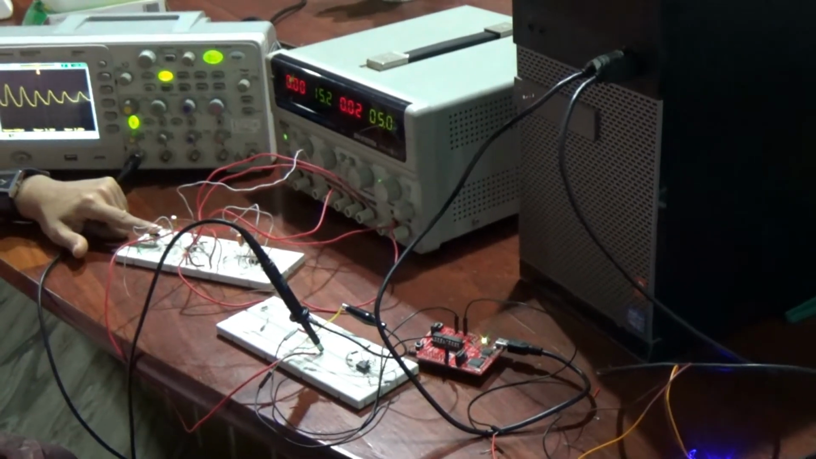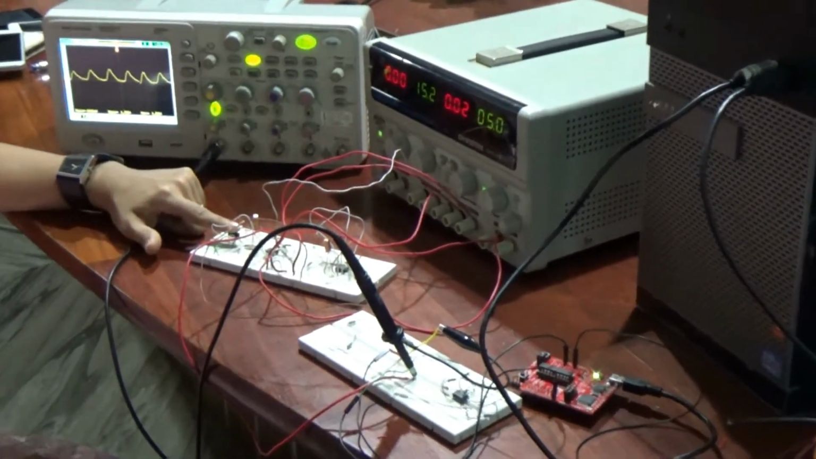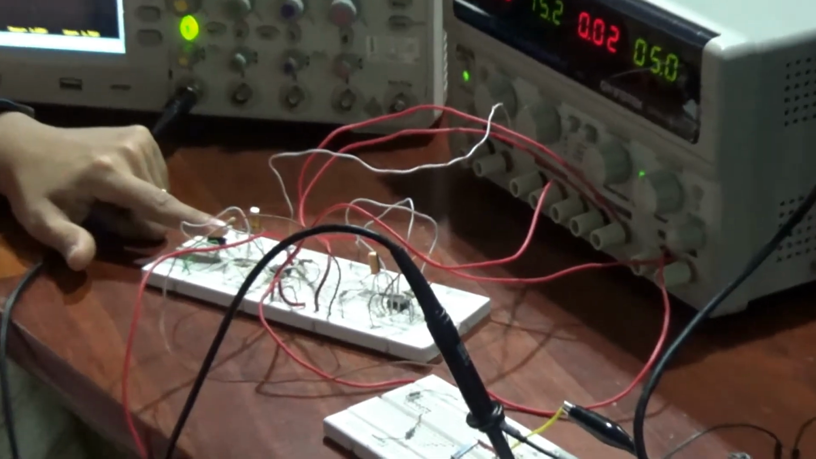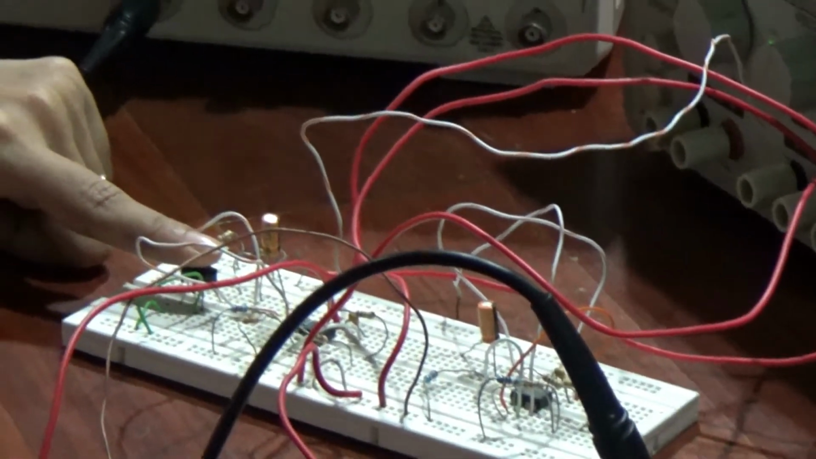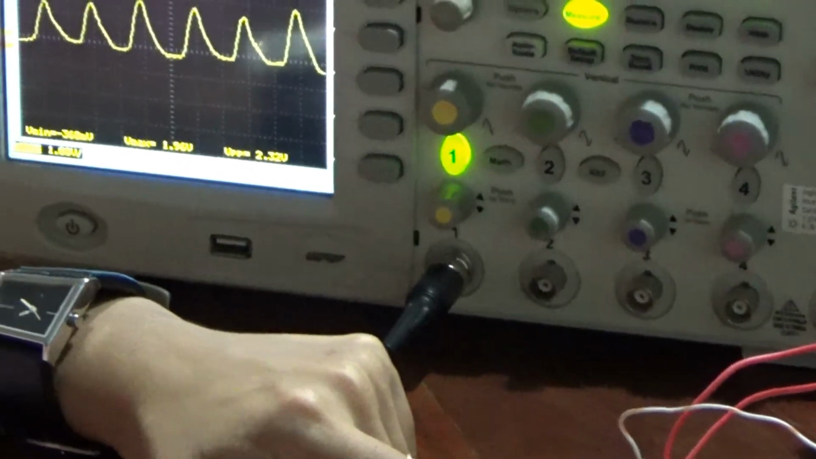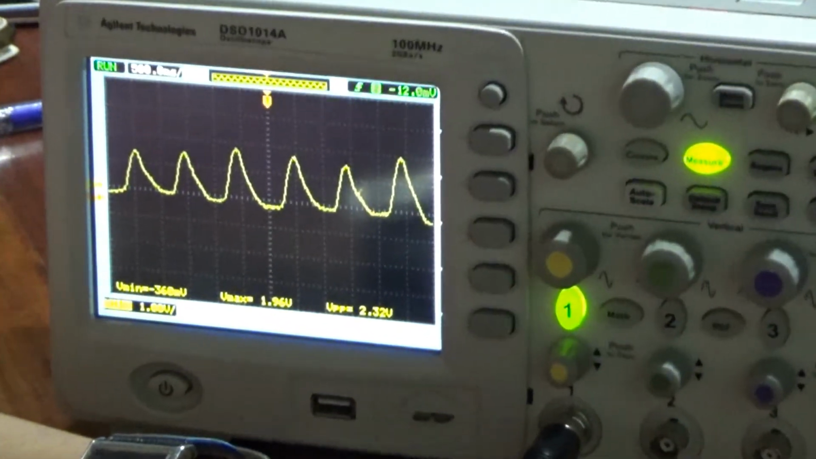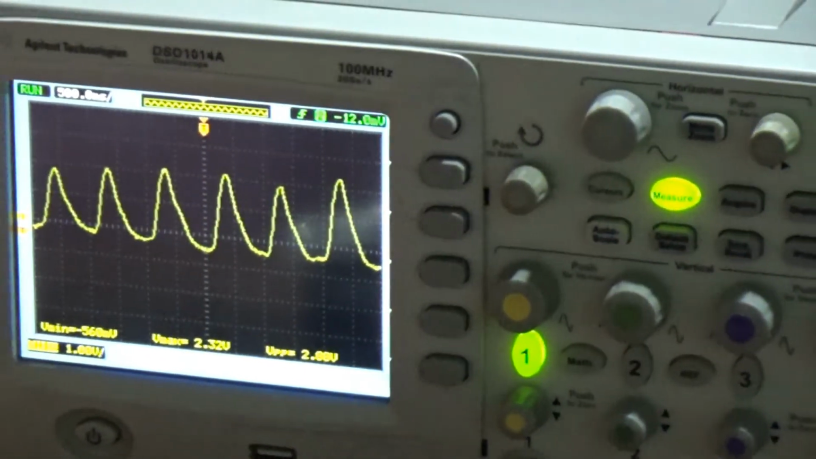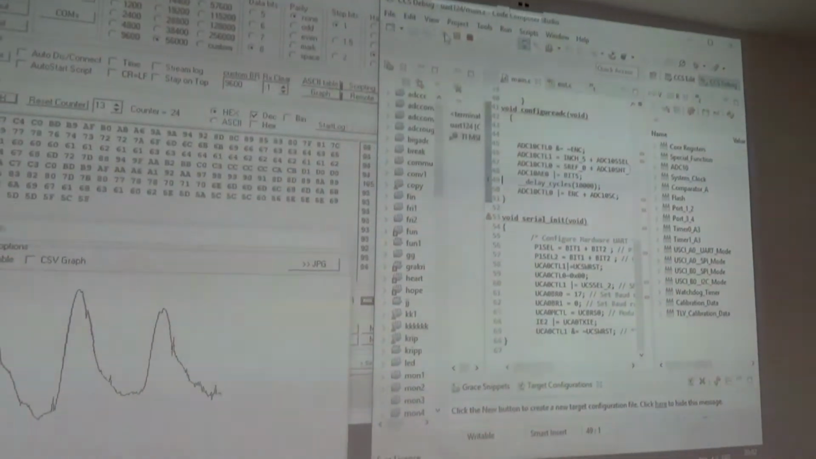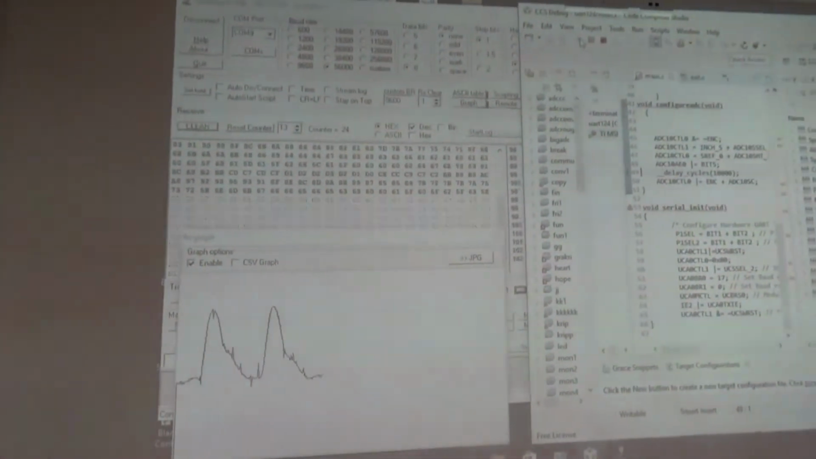This circuit design is for measuring blood pressure, pulse rate and blood glucose. It includes the sensor data processing where amplification and filtering is performed. A finger is placed on the sensor and the output data is displayed on the oscilloscope. This data is sent to the MSP430 microcontroller for further processing.